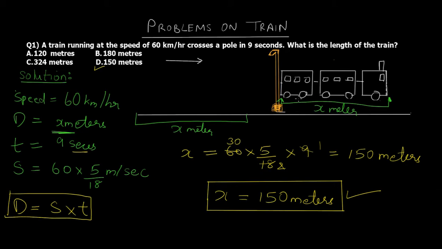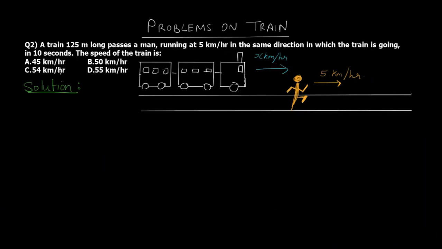Okay, so let's move on to question number 2. Here's question number 2, and let me just read out the question. A train 125 meters long passes a man running at 5 km per hour in the same direction in which the train is going in 10 seconds. So what is the speed of the train? They have given us the options in kilometer per hour.